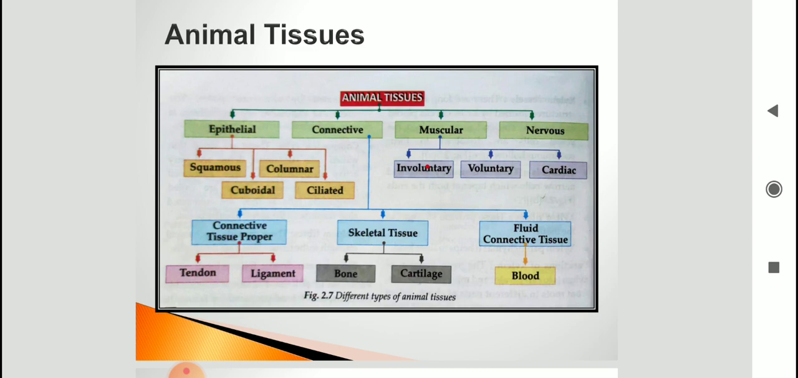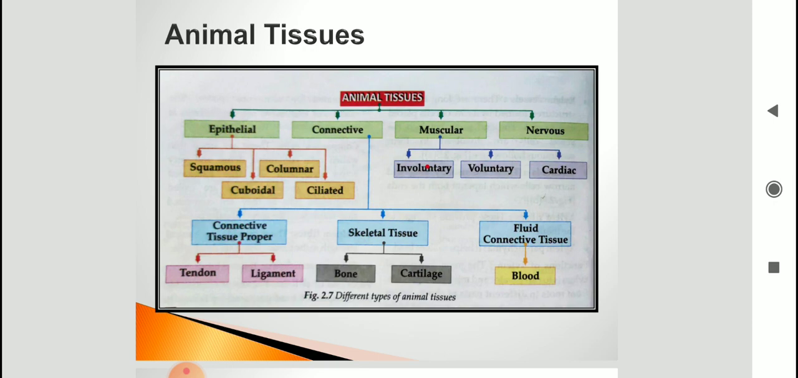Now we will study about each type of tissue one by one. So we will start with epithelial tissue. Here in this diagram, children, you can see that epithelial tissue is further divided into four types: squamous, columnar, cuboidal and ciliated. Now before studying each type, first we need to understand what is epithelial tissue and where we will find it.